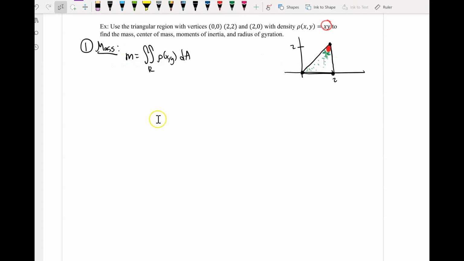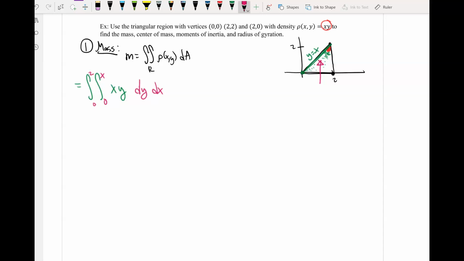So what we're going to do is find its mass. This is just a double integral, and the rho in this case is xy. We can divide this into a type 1 or a type 2. The equation of this line is just y equals x, so I can just do a type 1 integral. I'm going to have dy first, from 0 to x, and then dx from 0 to 2. That's going to be my mass.